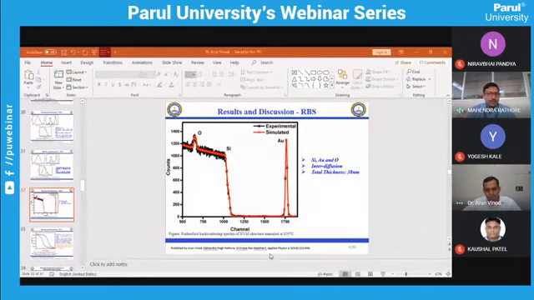Is any other software there for the calculation of the thickness, for RBS simulation? Yes, sir. There are other software available, and I also tried SIMNRA, which is another software, an alternative to RUMP simulation.